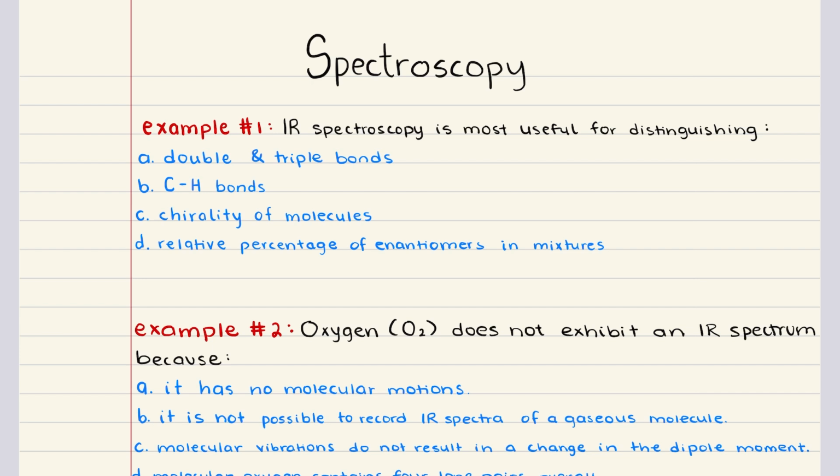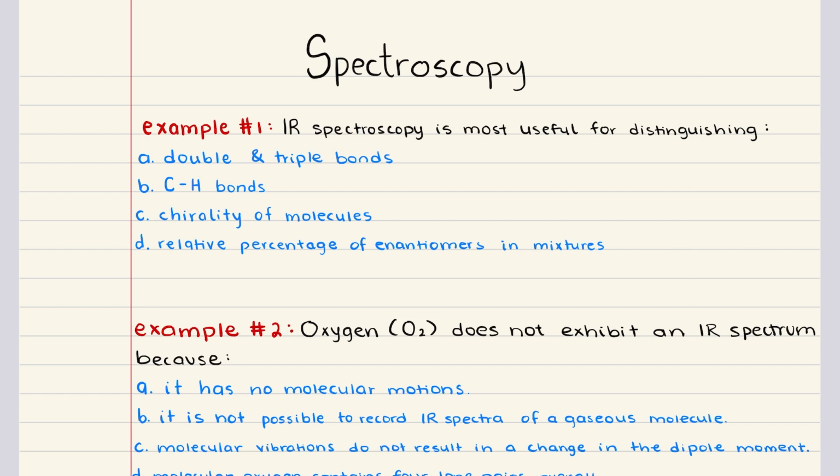IR spectroscopy is all about identifying specific types of bond vibrations based on the unique energies that molecules absorb in the infrared region. So the key idea here is that each type of bond vibrates at a different frequency depending on its strength and the atoms involved. With that in mind, let's break down the answer choices.